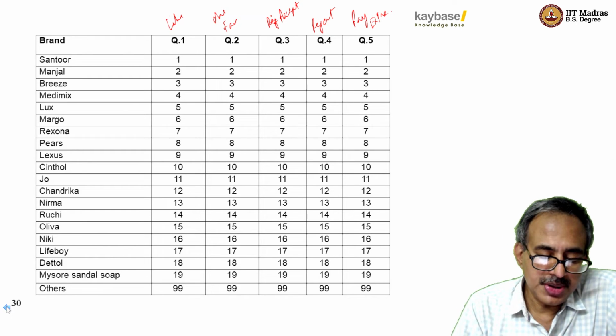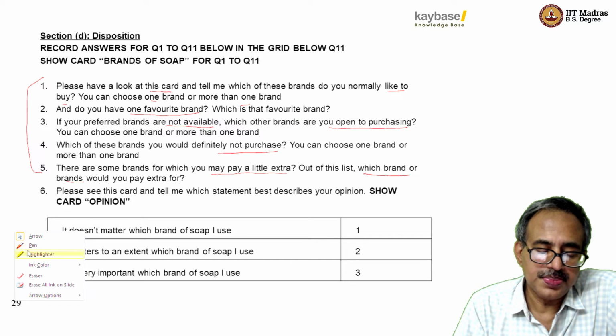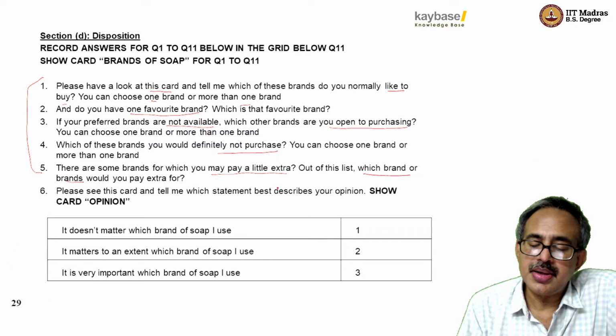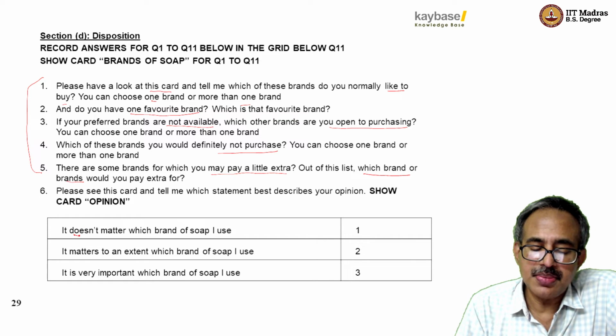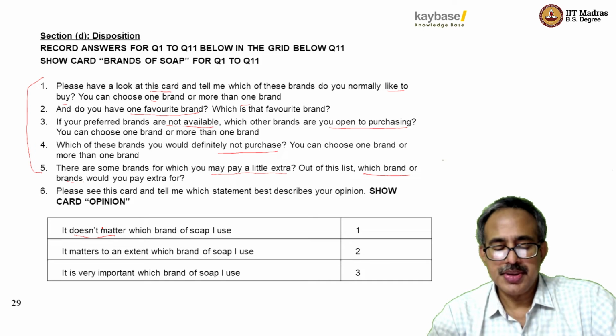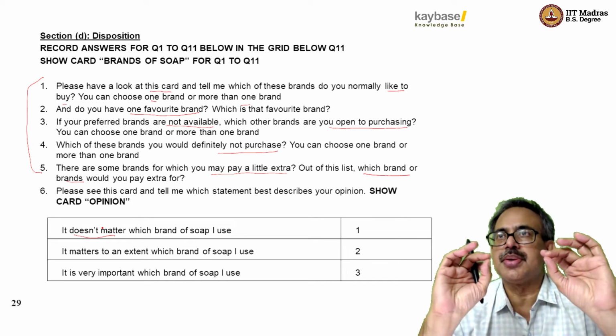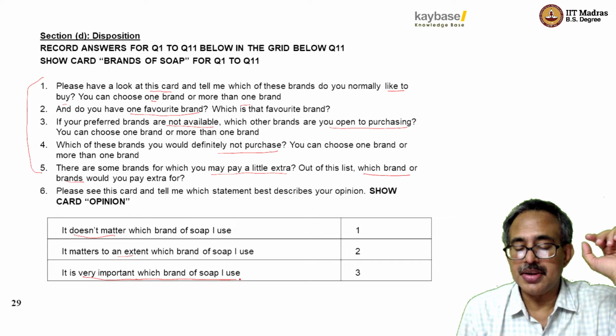Okay. There was a sixth question there. We talked about consumer involvement yesterday. Please see the card and tell me which statement describes your opinion. It doesn't matter which brand is sold. It's all the same. What does it matter to me? It matters to some extent which brand of soap we use. It's very important which brand I use.